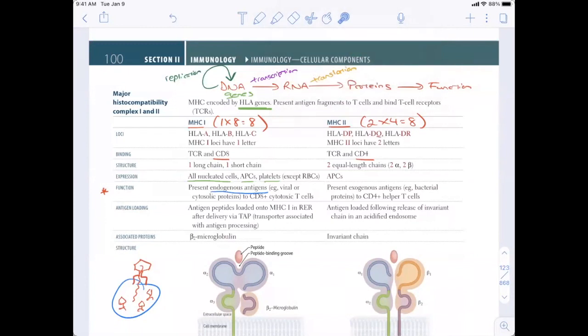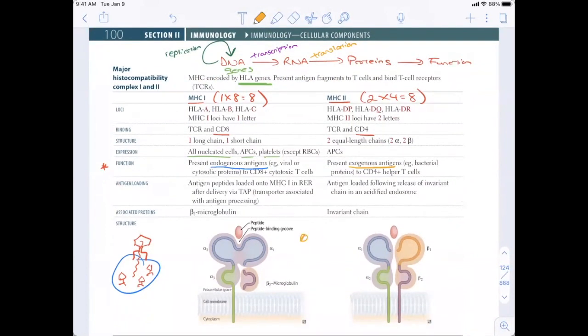Now, on the flip side, your MHC2 is actually for exogenous antigens, which is bacteria. Because what happens is bacteria actually gets endocytosed into the cell. So it starts like this: you have the bacteria, and then it finds the cell, and eventually the bacteria is inside of the cell through endocytosis. That's why those are considered exogenous antigens or exogenous proteins, because they came from the outside. So that will go to your CD4 cells.